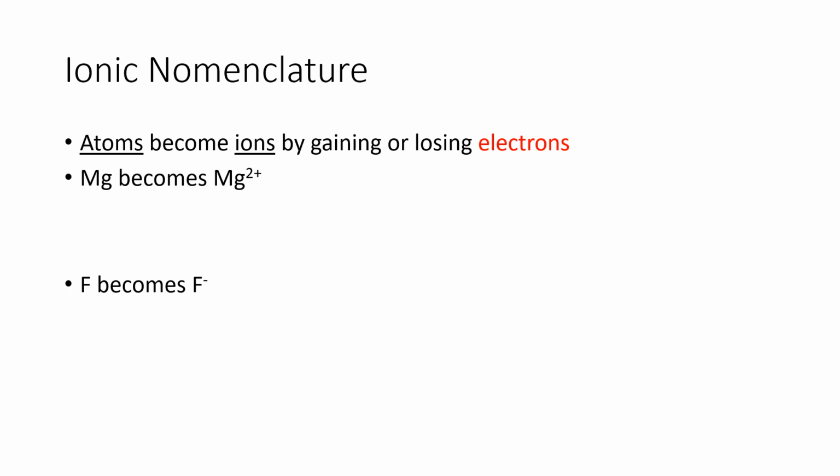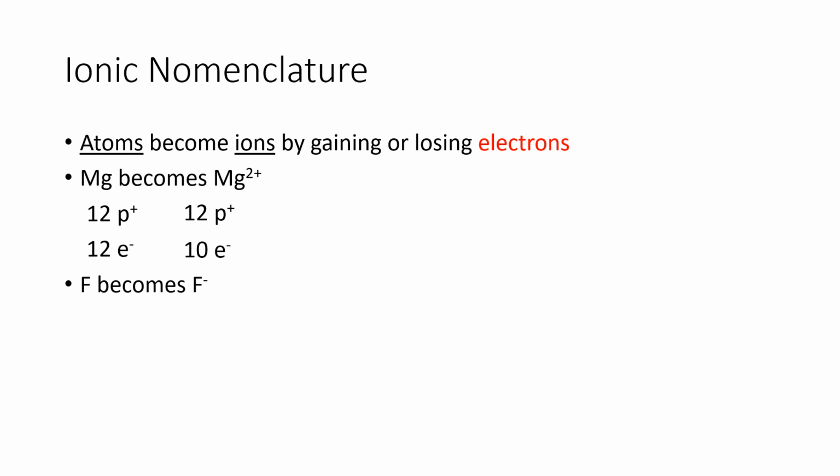Remember that atoms will become ions by gaining or losing electrons. So magnesium will become magnesium with a +2 charge. Remember that the number of protons stays the same, but the number of electrons changes. So magnesium is going to have 12 protons and 12 electrons, but the magnesium ion with a +2 charge will still have 12 protons, but only 10 electrons, so it lost 2 electrons.